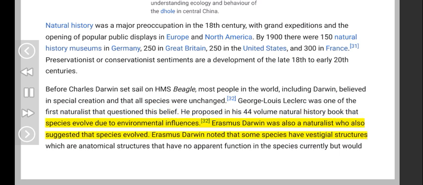Erasmus Darwin was also a naturalist who suggested that species evolved. Erasmus Darwin noted that some species have vestigial structures, which are anatomical structures that have no apparent function in the species currently but would have been useful for the species' ancestors.